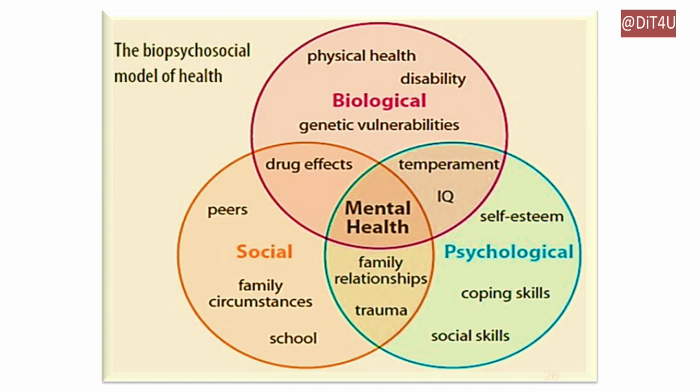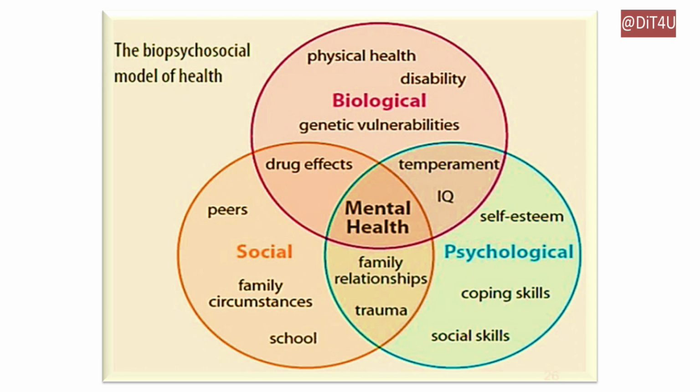So this is the biopsychosocial model of health. To make a comprehensive assessment of all the psychiatric conditions, we consider that under various headings: biological, psychological, and social. Biological means all the physical or somatic aspects of health, such as any disabilities or genetic vulnerabilities. Psychological would include inner mental processes such as coping skills, social skills, self-esteem, and all those things. Socially, you will have to look at peer relationships, family circumstances, and school performance.